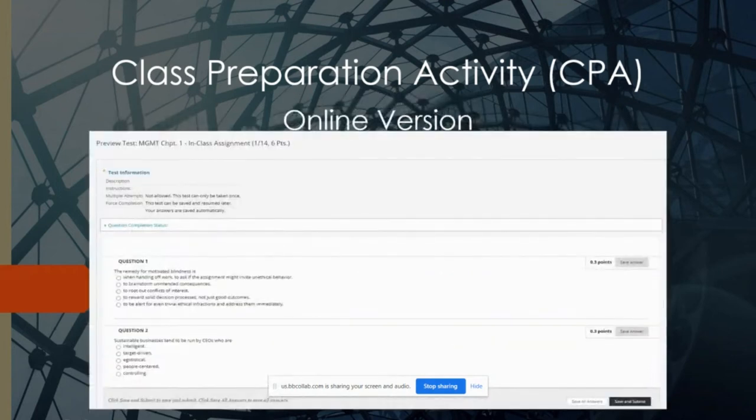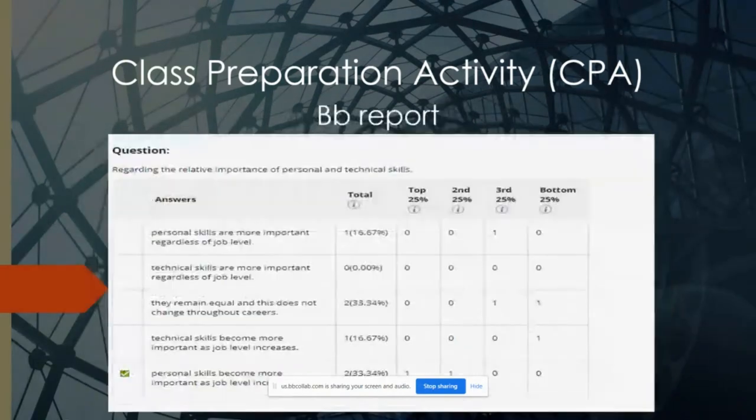This is the online version. And this is one that has been integrated into Blackboard. And again, it looks a lot like the test that they will take. And then here's an example of going into Blackboard after students have done their CPA online. And then it allows me to drill down and understand this particular question.